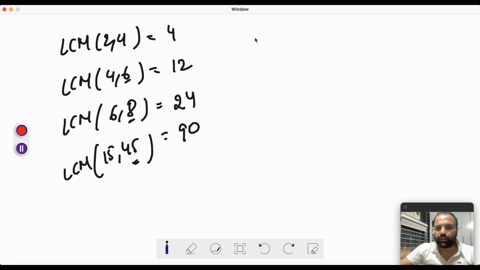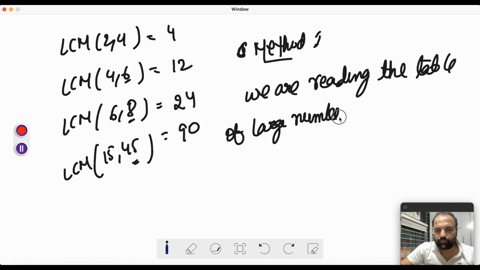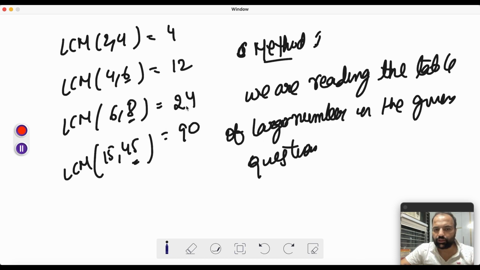So what we are doing in method 1, I would say, is reading the table of the larger number in the given question, and that's how we try to fit in the number. The number that we are reading, we try to see if that number is in the table of the smaller number as well, whatever we are getting over here.